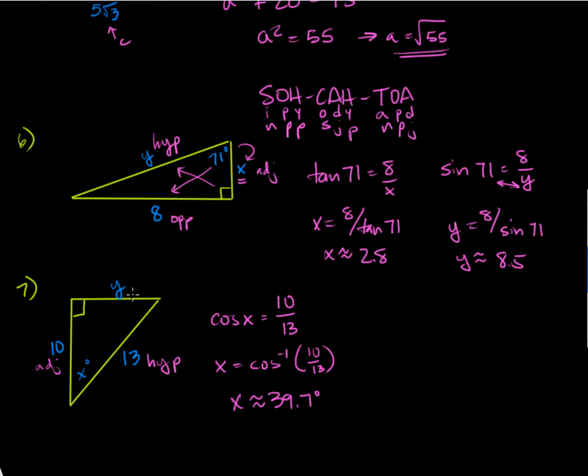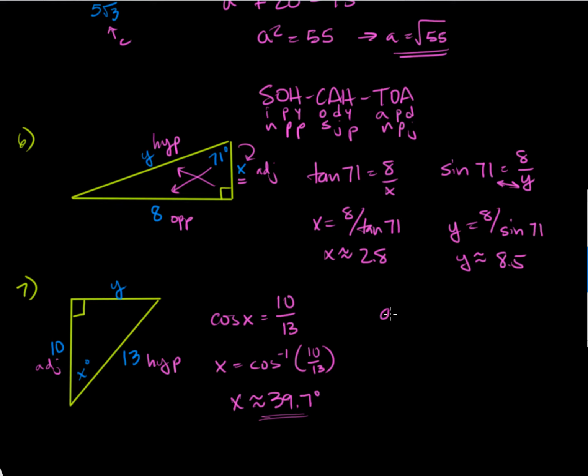Now to find y, I could use SOHCAHTOA again, but in doing so I would have to use this answer, which I'm maybe not sure is right. So I would try and find maybe a way that I could just use the given information. And I would notice that I have two sides of a right triangle.